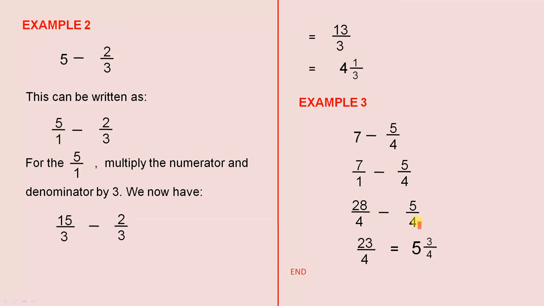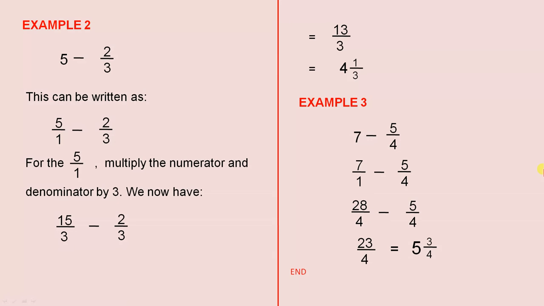Since both denominators are the same, we can subtract the numerators. 28 minus 5 is 23 over 4. 4 into 23 goes 5, 3 left over, so it's 5 and 3/4.